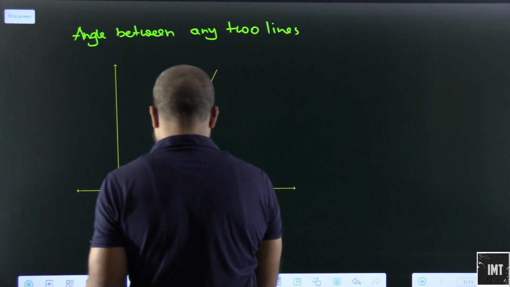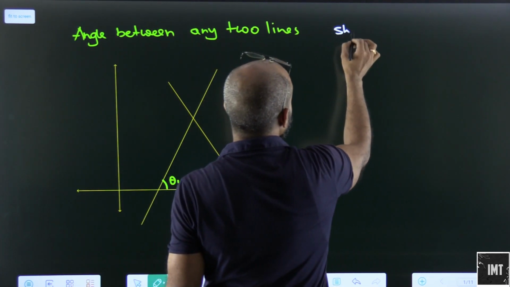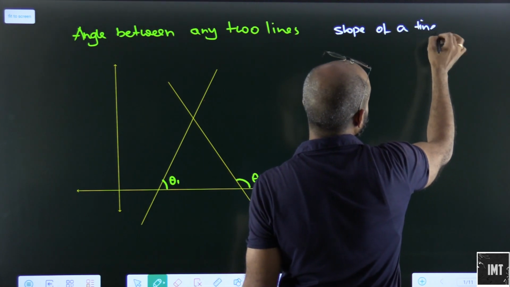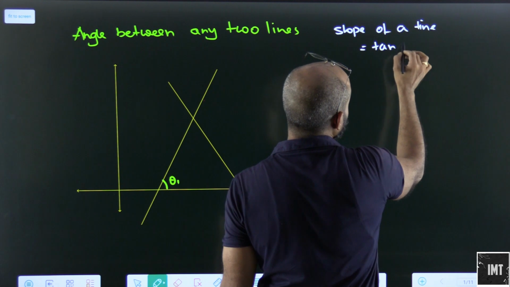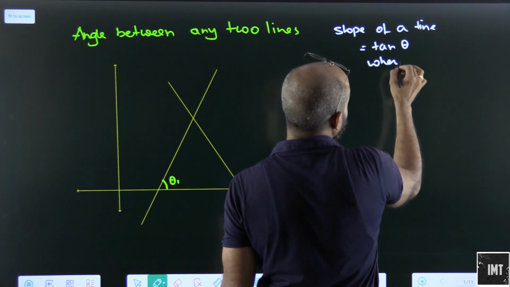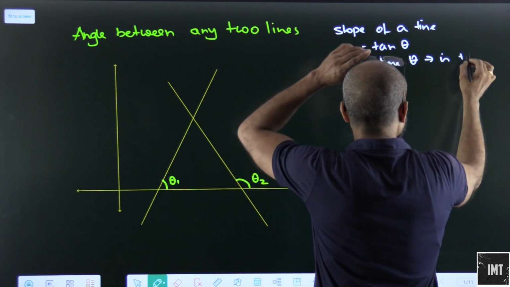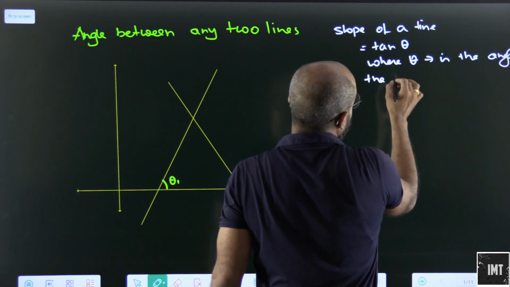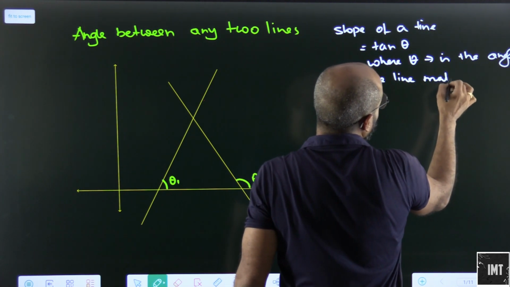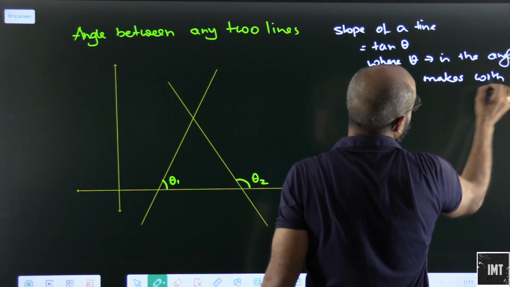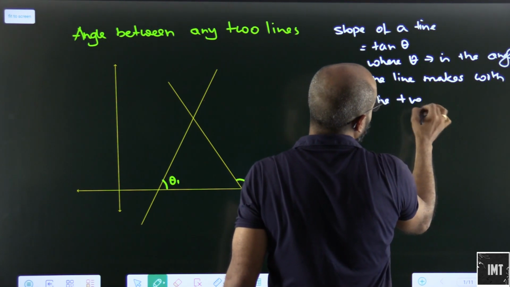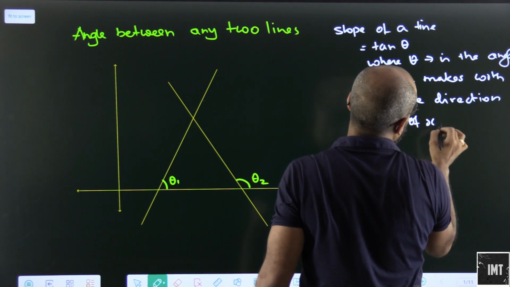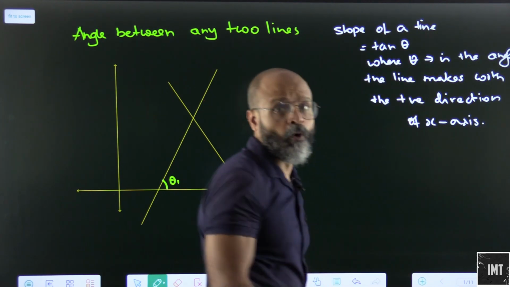We know that the slope of a line is equal to tan of theta, where theta is the angle the line makes with the positive direction of x axis. So this is something which is already pretty much known to us.